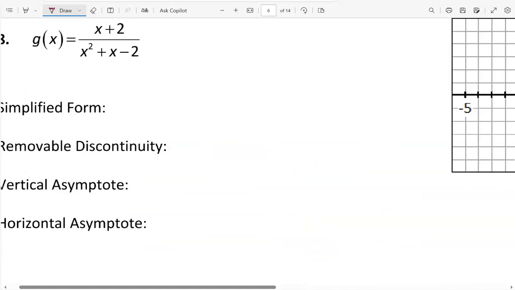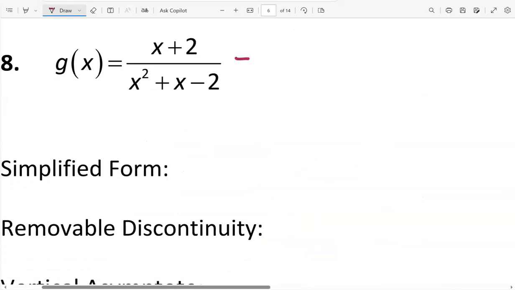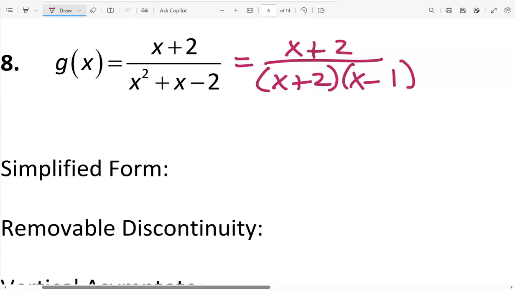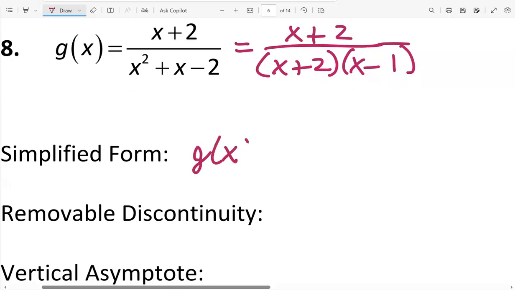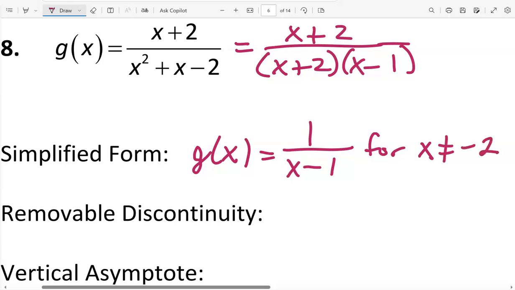For number 8, we can do some factoring. g of x is equal to x plus 2 over, and our denominator factors into x plus 2 times x minus 1. So that means in simplified form, g of x will equal 1 over x minus 1. And we're going to acknowledge the discontinuity that we removed, which is at x equals negative 2. And that means we have a removable discontinuity when x is equal to negative 2.